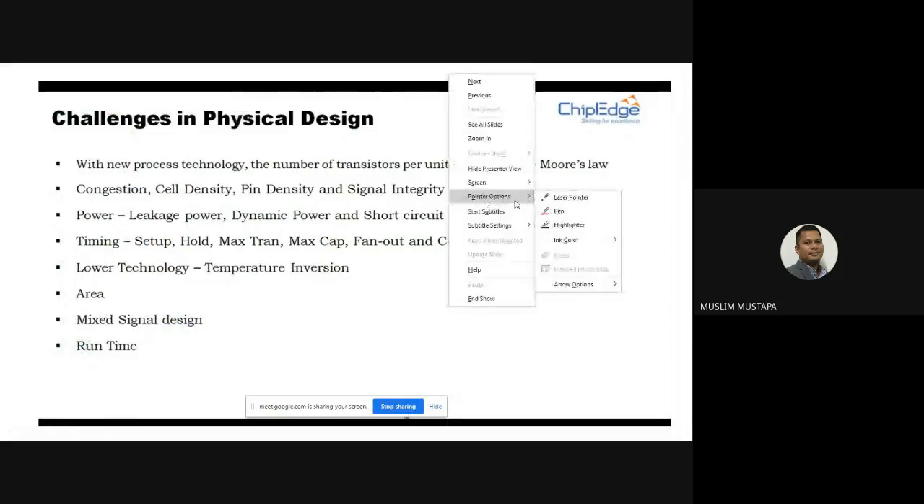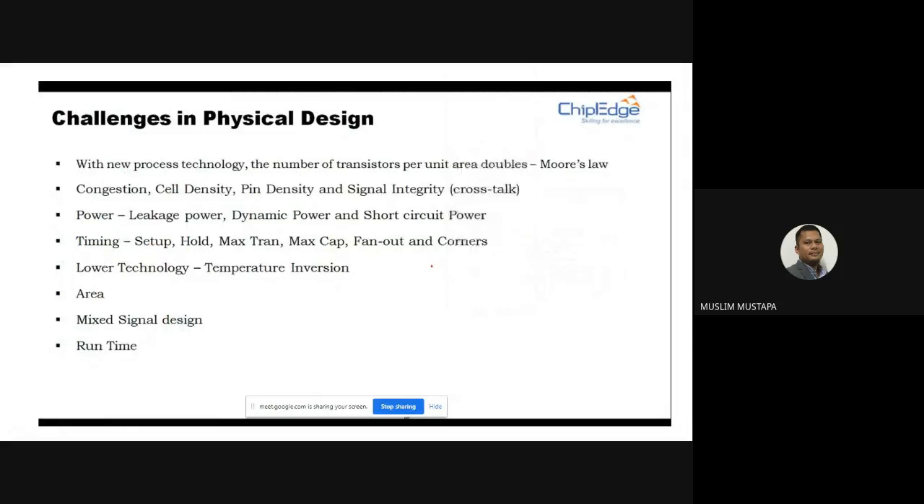Okay, so let's say there are two lines, and they're close to each other. Here one is carrying a signal, 1011, in this direction, and here another line is carrying another signal in the other direction. Sometimes these signals can go and interfere with the other line. That is what crosstalk is. These are the challenges in physical design, so we'll try to get rid of this.